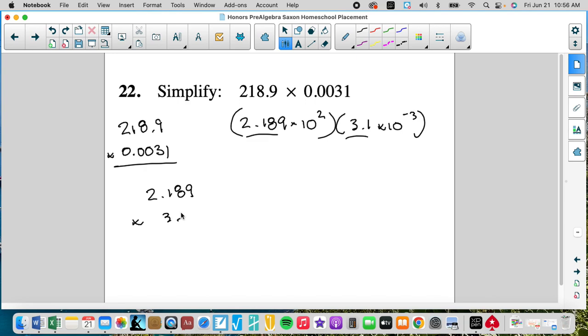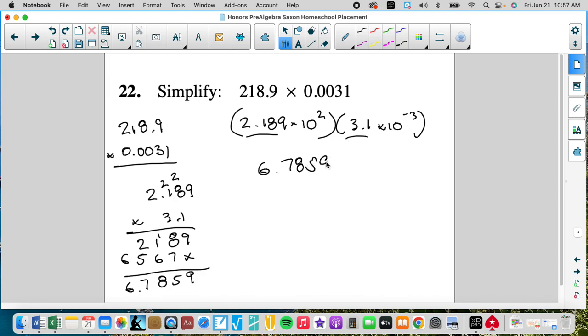2.189 times 3.1. 1 times 9 is 9, 1 times 8 is 8, 1 times 1 is 1, 1 times 2 is 2. Move the place value. 3 times 9 is 27. 3 times 8 is 24, plus 2 is 26. 3 times 1 is 3, plus 2 is 5. 3 times 2 is 6. We get 9, we get 15, we get 8, we get 7, we get 6, and 4 decimal places. So it started here, 1, 2, 3, 4 decimal places. So that number is 6.7859 times 10. We multiplied these base numbers.